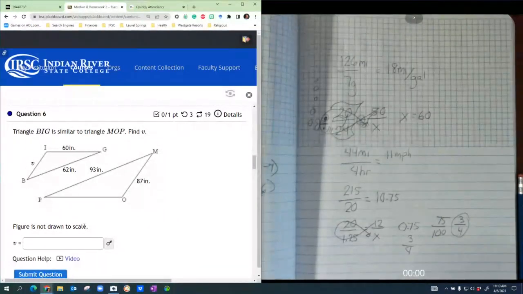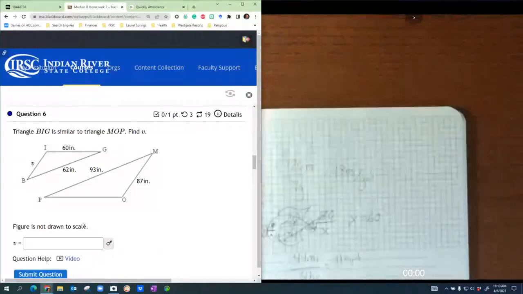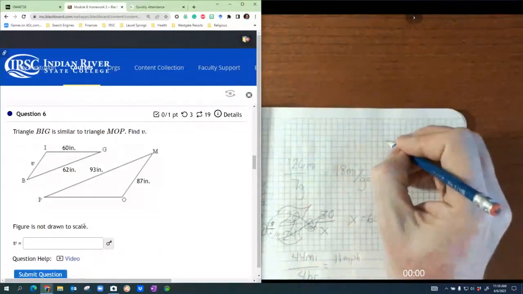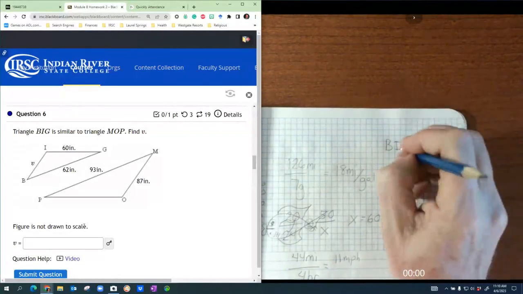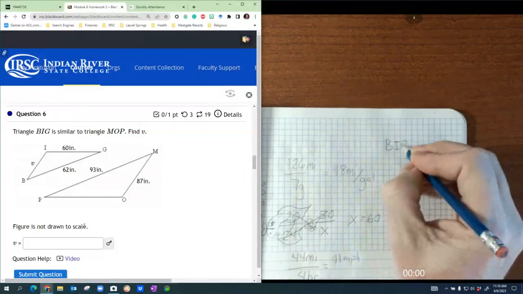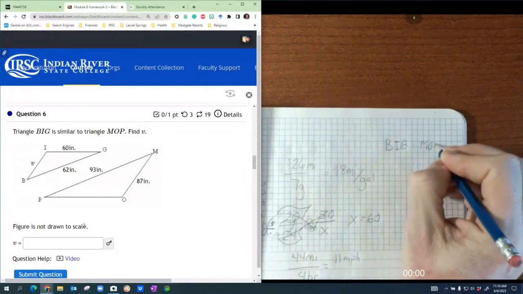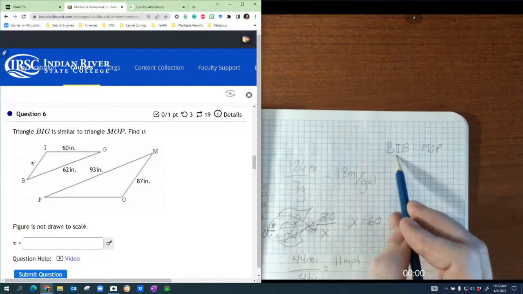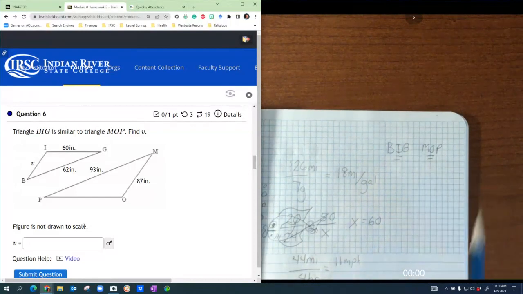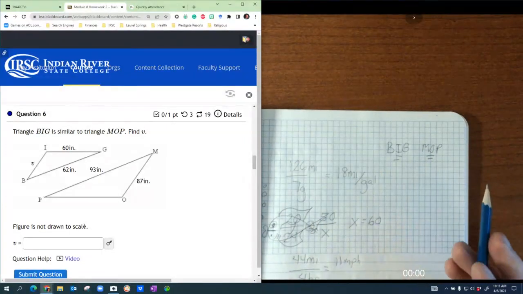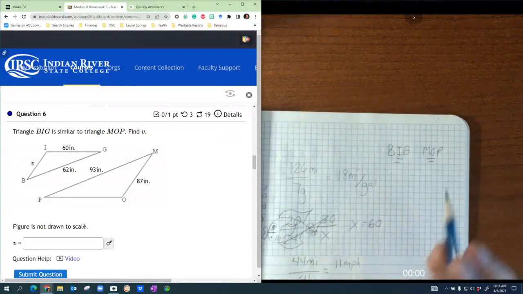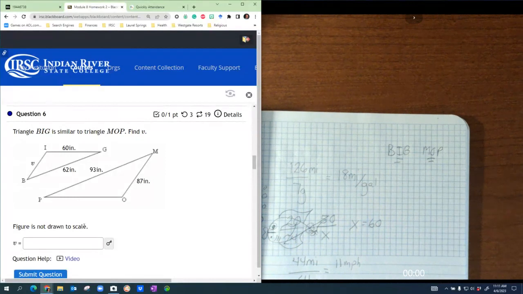Now, it says the triangle BIG is similar to MOP. Okay, so BIG and MOP, BIG and then MOP. All right, that means that I and O are congruent to each other, they're the same angle, and then that means B is similar to M and G is similar to P. So I want to know that because I'm looking at the sides that are opposite of them.